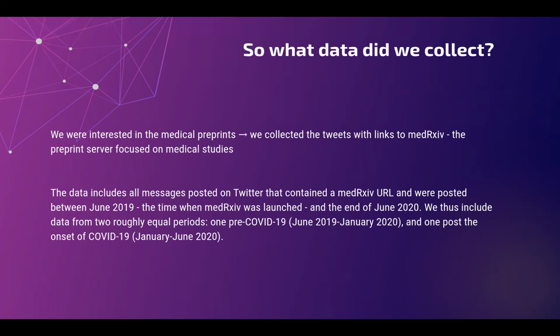And then the end of June 2020. This has to do in part with the fact that this way we get two roughly equal periods, one pre-COVID half a year and one post-COVID half a year. But also we were conducting the study around a year ago, last summer, so that's the data that we had access to. That's why in the title we call it the early stages of the COVID-19 pandemic, because the pandemic isn't over, but we focused here on the first half a year.